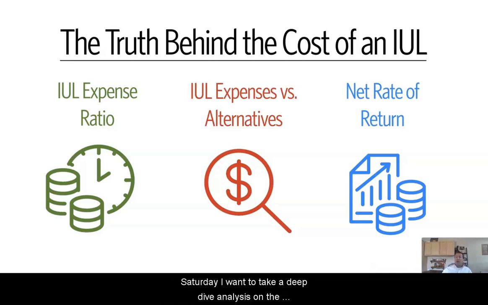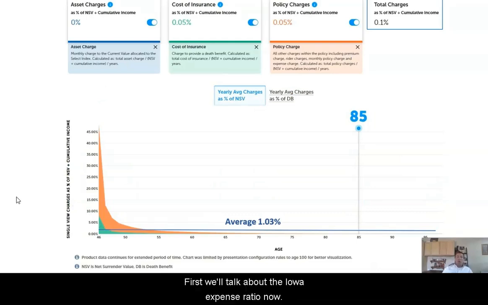Today I want to take a deep dive analysis on the costs associated with the maximum funded IUL. First, I'm going to talk about the IUL expense ratio, then I'm going to talk about the IUL expenses versus alternative, and lastly, I'm going to talk about the net rate of return of an index universal life policy. First, let's talk about the IUL expense ratio.